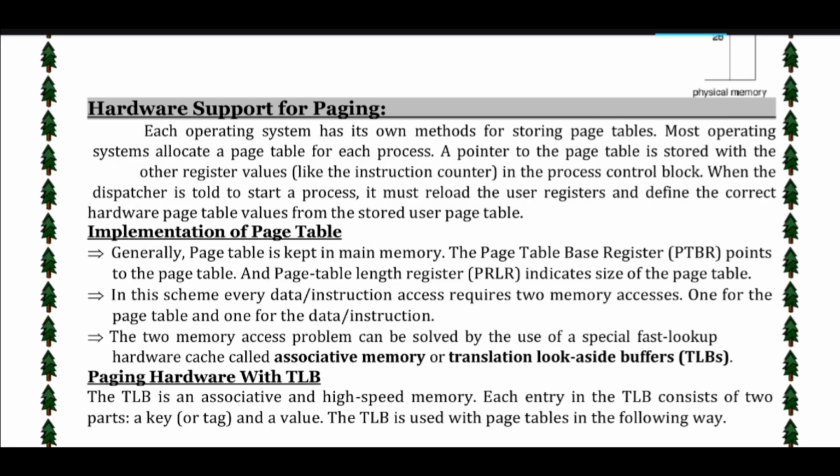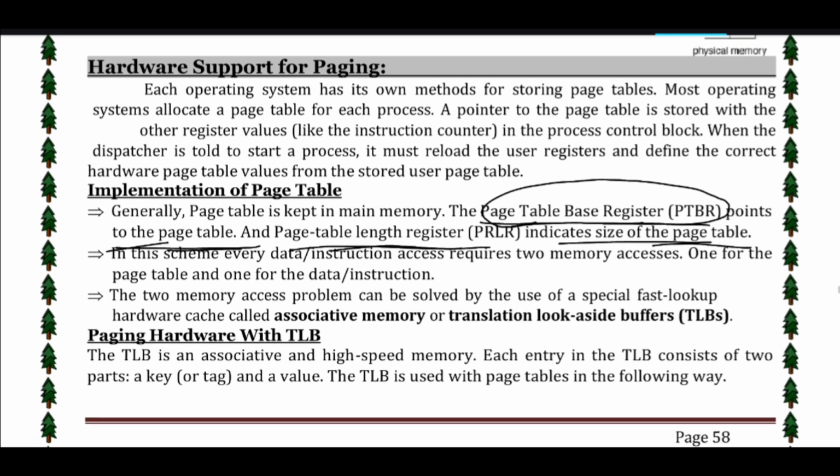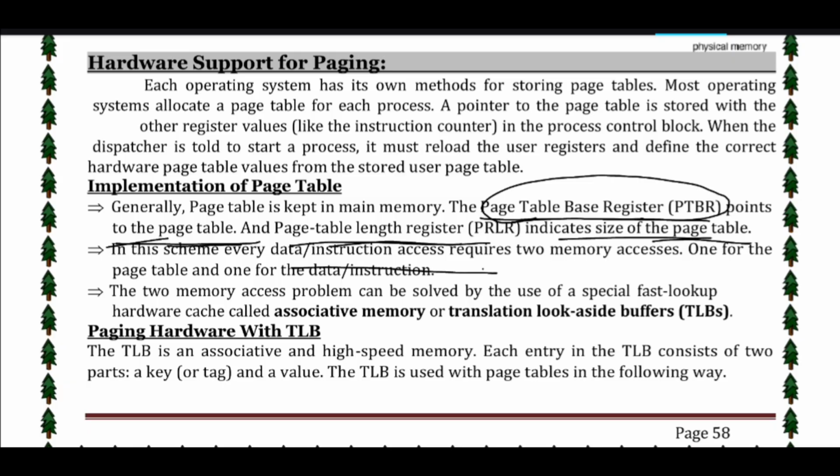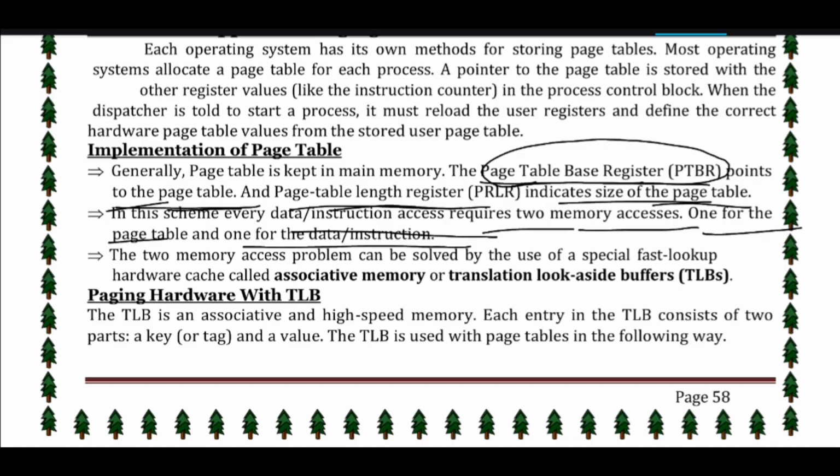Generally the page table is kept in main memory. The page table base register mentioned here points to the page table. What it is telling is that the page table base register points towards the page table in main memory. The page table length register indicates the size of the page table. In this scheme every data instruction access requires two memory accesses, one for the page table and one for the data instruction. The two-memory-access problem can be solved by using a special fast lookup hardware called associative memory or translation lookaside buffer.